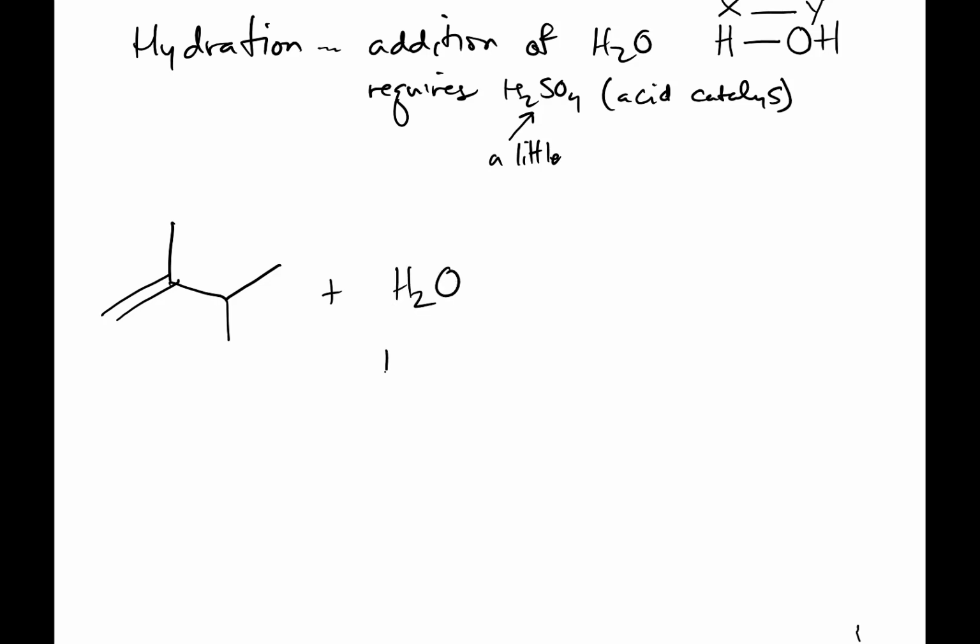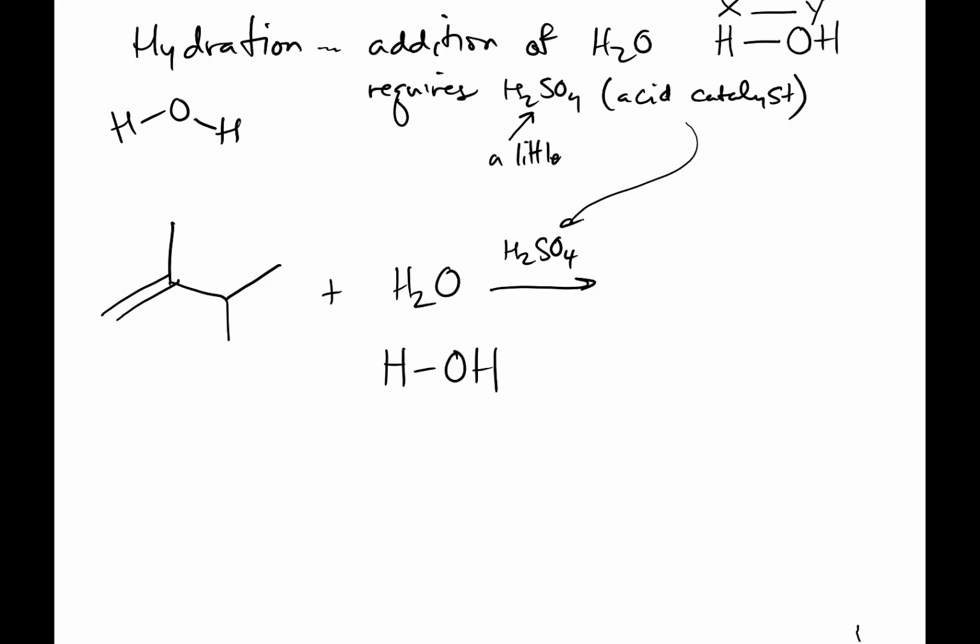I'm going to write it HOH. Nothing wrong with that, right? Water is H bonded to, you know, I could also write it like this, right? H-O-H. That's fine too. But the reason I group it like this, H-OH, is because I want to be thinking XY. I'm going to write my H2SO4 here. Often we put it over the reaction arrow. There's my catalyst, right? Sorry, I should have said catalyst. For some reason I didn't put the T there. There it is right there.